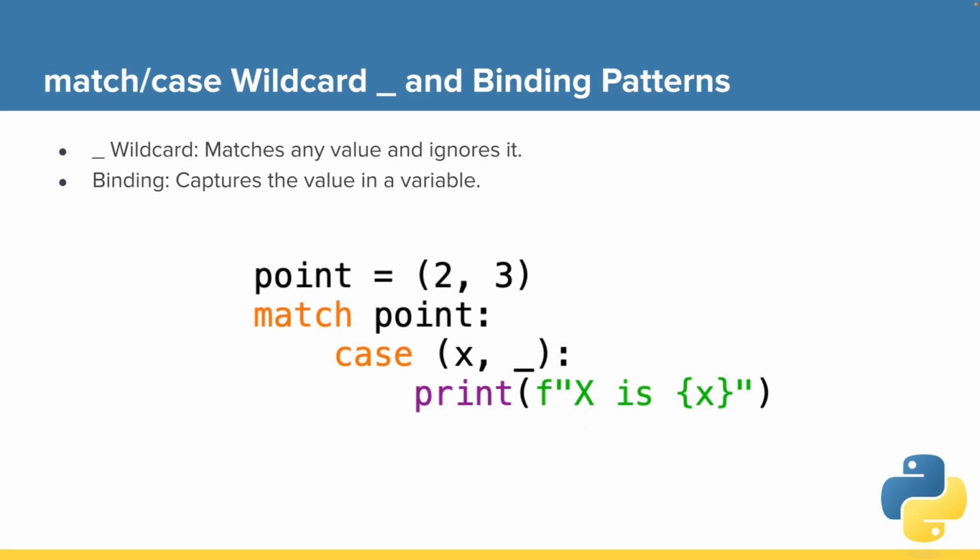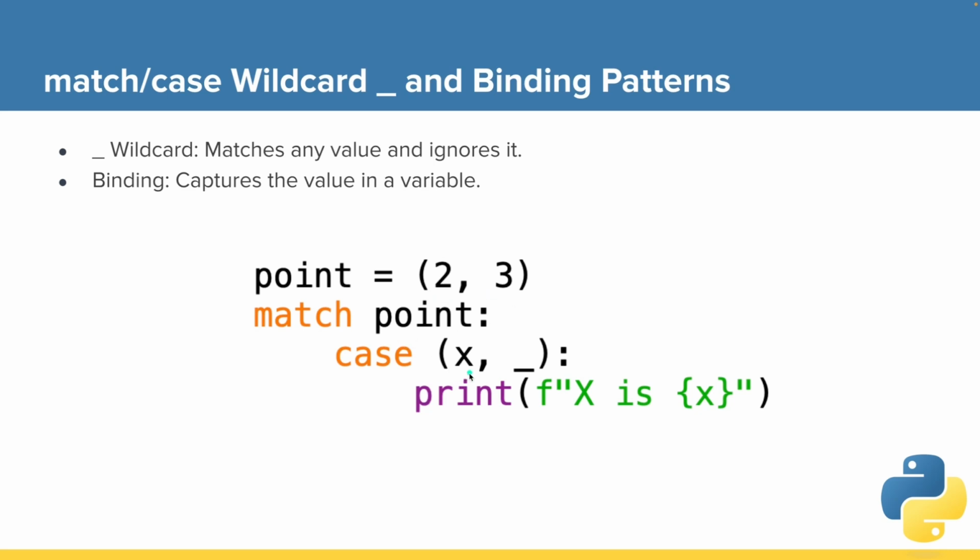Now, here's a really interesting slide that I wanted to share with you that can add some power to our match case conditionals. We have a wildcard, this underscore, that matches any value and that we can ignore if we're using it in this type of situation. And then we can also bind values to a variable. So let's say we have point, and it's assigned a tuple. The tuple contains 2 and 3.